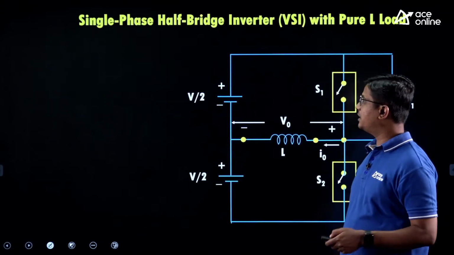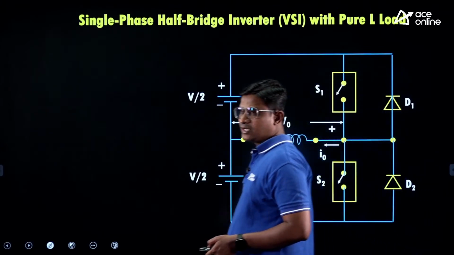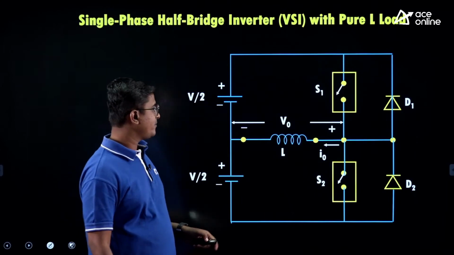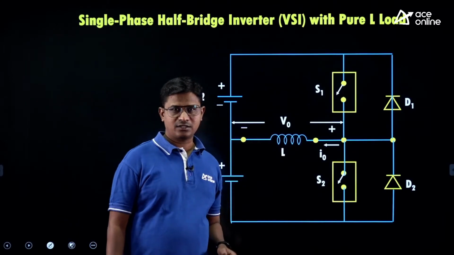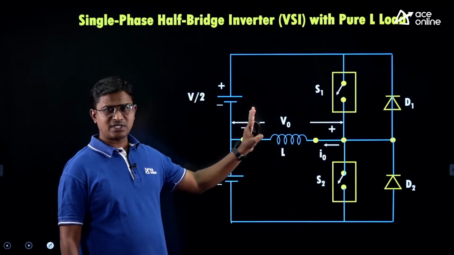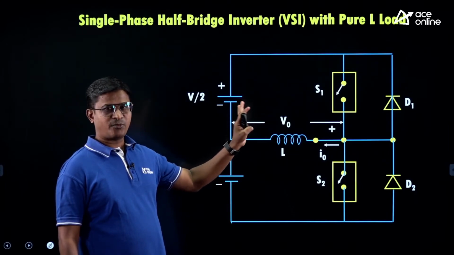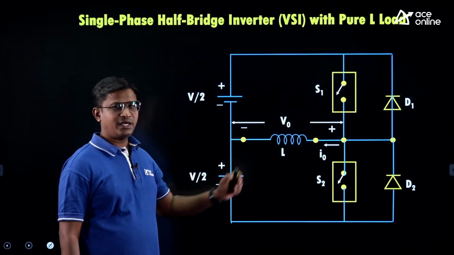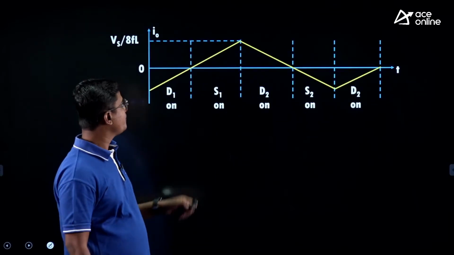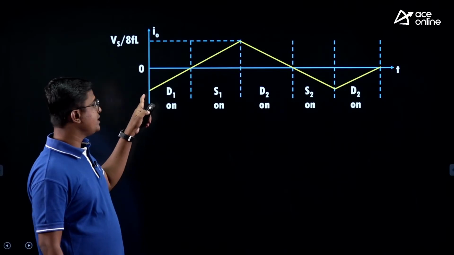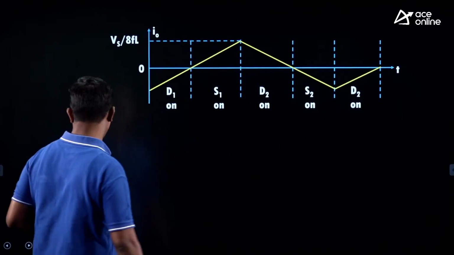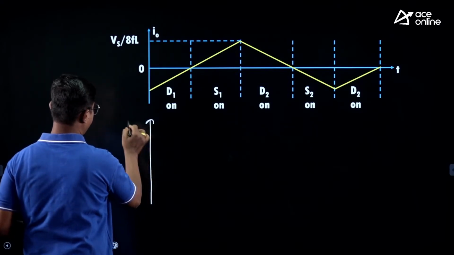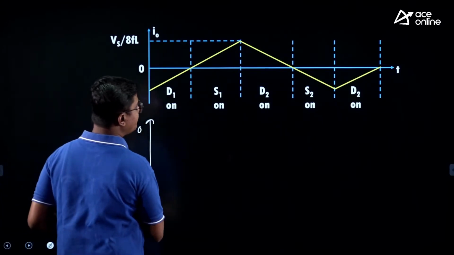Next is the single phase half bridge inverter with a purely inductive load. Now I have replaced the resistor with the inductor. I don't want to go into the circuit operation, only important points I will highlight here. Yes, the load is purely inductive. Next, my V0 waveform is a square function, same as that of the previous case.